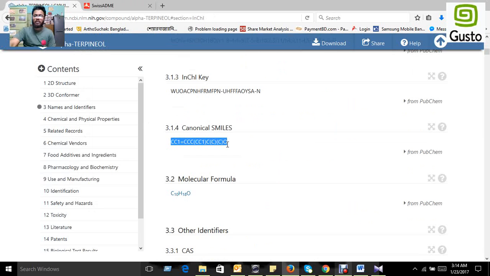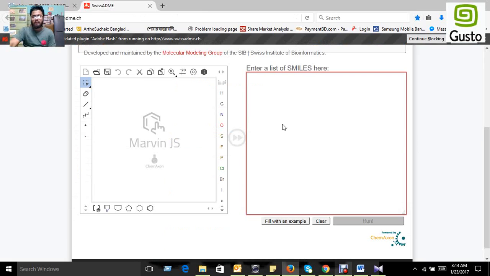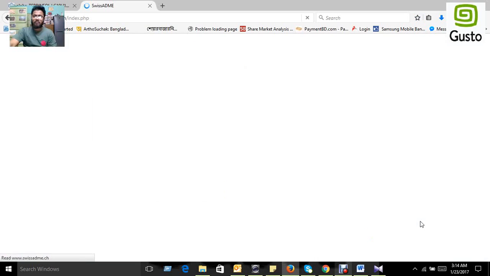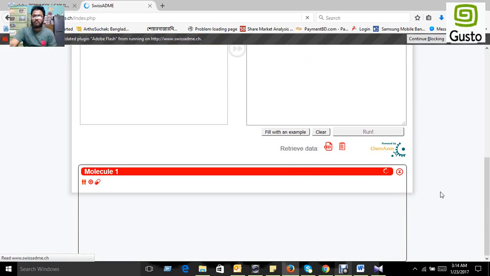Here is the canonical SMILES. Just copy the canonical SMILES portion, then paste the canonical SMILES in that box. Just paste it. You can predict in two ways. Either you draw the structure in here or paste the canonical SMILES in this box. After drawing or pasting the canonical SMILES, just run the process.